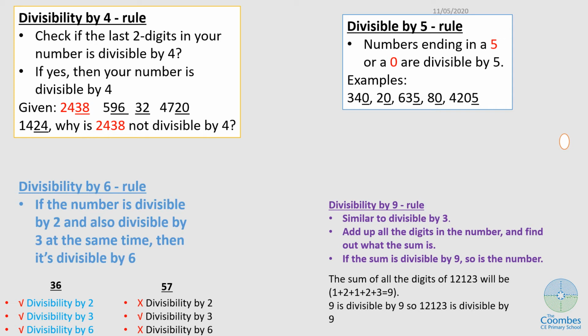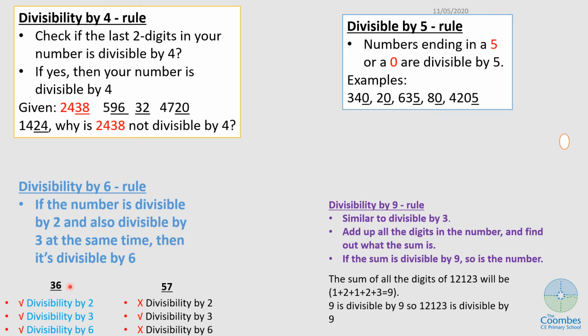Let's look at the divisibility rule of 6. If the number is divisible by 2 and also divisible by 3 at the same time, then it is divisible by 6. What do I mean?